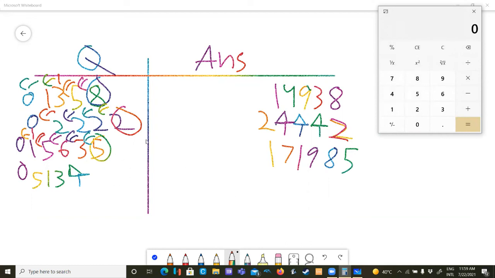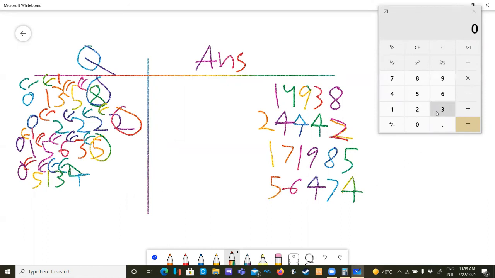Moving to the final question. 5,134. 4's neighbor is 0. 4 plus 0 is 4. Moving to 3. 3's neighbor is 4. 3 plus 4 is 7. 1. 1's neighbor is 3. 1 plus 3 is 4. 5's neighbor is 1. 5 plus 1 is 6. Moving to 0. 0 plus 5 is 5. 5 is the right hand neighbor. 56,474. Let's check this in the calculator. 5,134 multiplied by 11. 56,474. As we can see, all the answers are correct.